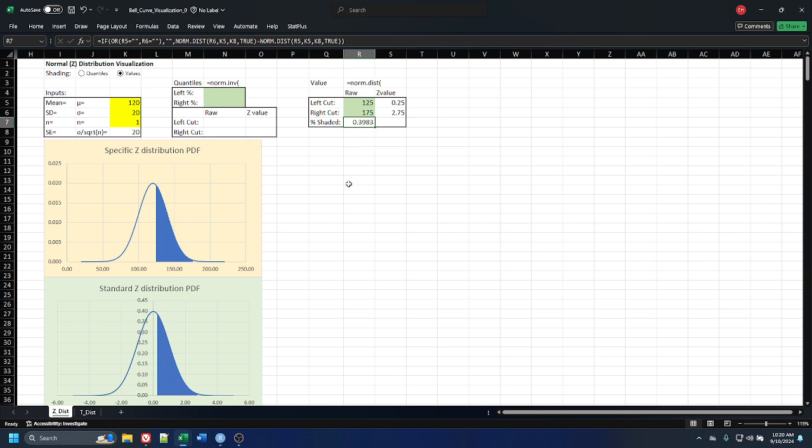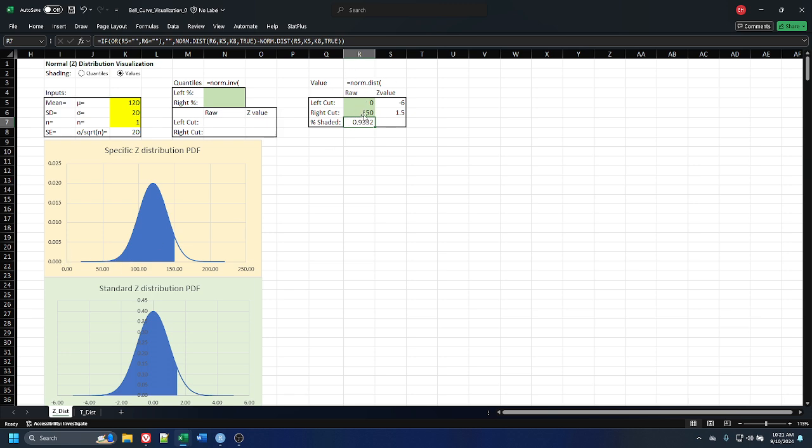Let's look at how we can do this using our Excel tools, which we have labeled up here as norm.dist. Let me give you a visualization of what it does. Norm.dist only gives areas to the left of a specific cutoff point. So if we say this is 150, norm.dist is only going to give you the area to the left.